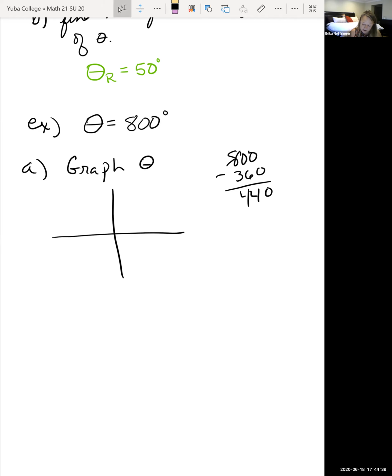And so now if I have this 440 degrees and I subtract off 360, that tells me I've subtracted off 360 twice. So I'm making a full rotation, 360, plus another full rotation, which I know is 720. And then what I have left after I've made two full rotations is 80 degrees. And so I'd have to go up 80 degrees, so about right here. And that is going to give us our 800 degrees.